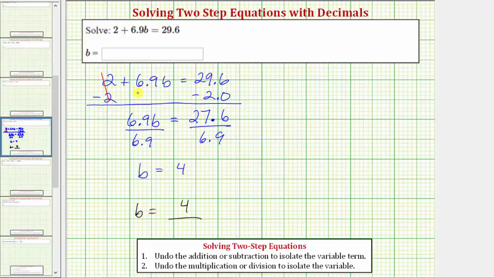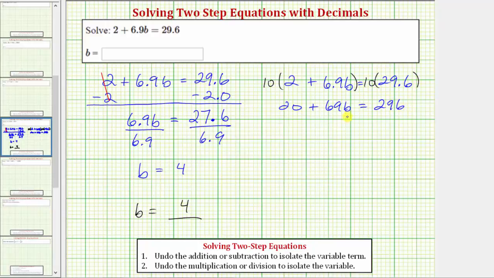Let's solve this equation again by first eliminating the decimals from the equation. So starting with the original equation, we would have 2 plus 6.9b equals 29.6. Because we have at most one decimal place, we can clear the decimals by multiplying both sides of the equation by 10. Ten times 2 is 20. 10 times 6.9b is 69b, and 10 times 29.6 is 296.